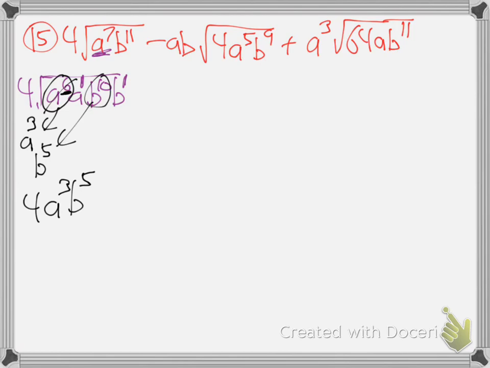What's left inside? Square root of a, b, right? The extra a, the extra b. Now for the middle, minus ab.